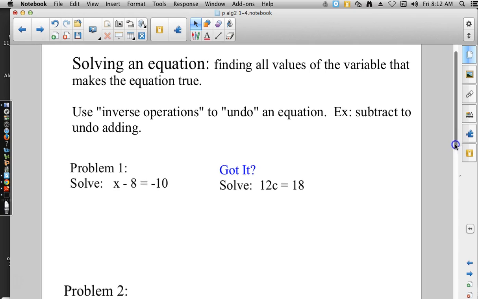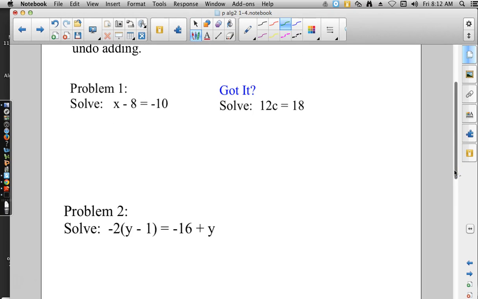And like I said, these are going to feel pretty straightforward. So take a look at problem 1. It says x minus 8 equals -10. What would you do? Yeah, add 8 to both sides.